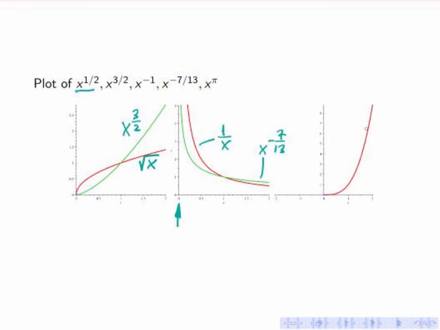And then here we have an interesting function. This is x to the pi. Right? So I said alpha can be a real number. Pi is a real number. So there's nothing wrong with looking at x to the power of pi. And it's a curious function because it looks maybe like a parabola, but it is not defined for negative numbers. So the domain is positive numbers, so 0 to infinity.